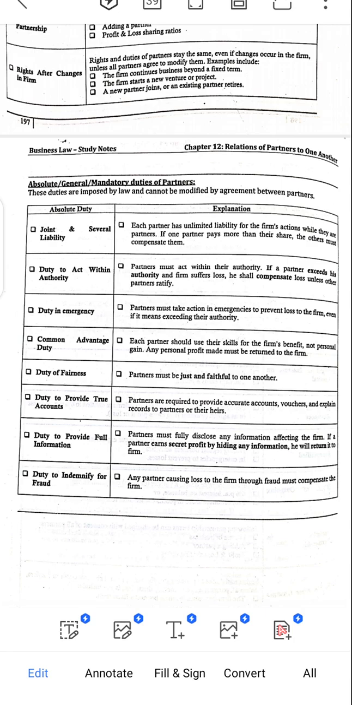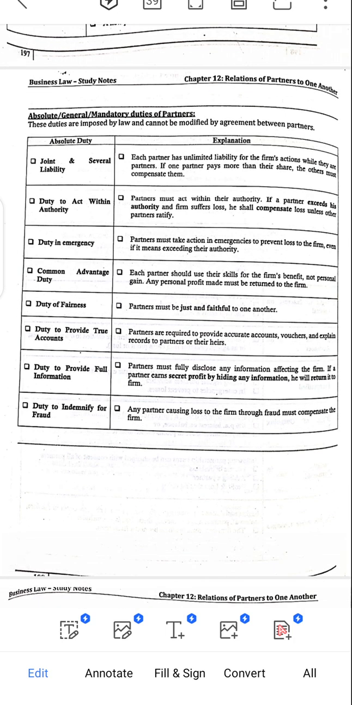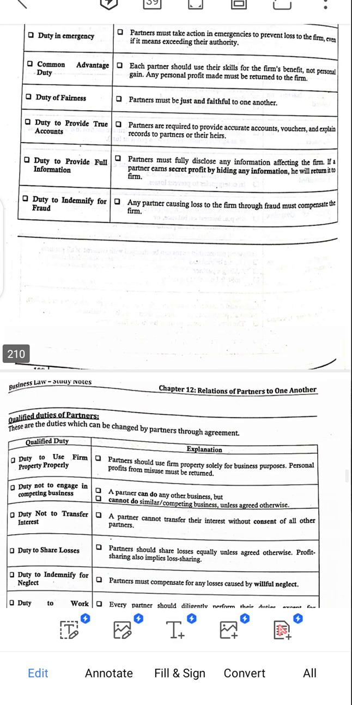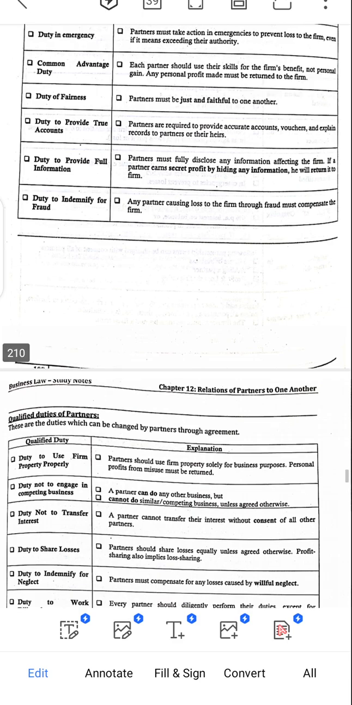Then we have the duty to provide full information. Partners must fully disclose any information affecting the firm. If a partner earns a secret profit by hiding any information, he will return it to the firm. If he does not return it to the firm, then certainly some legal action will be taken against his conduct. Then we have the duty to indemnify for fraud. Any partner causing losses to the firm through fraud must compensate the firm, so they have to indemnify for the fraud.